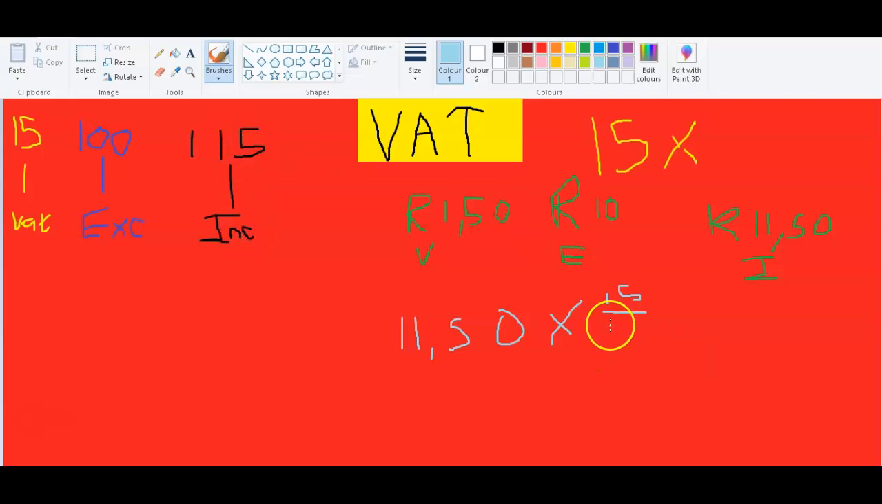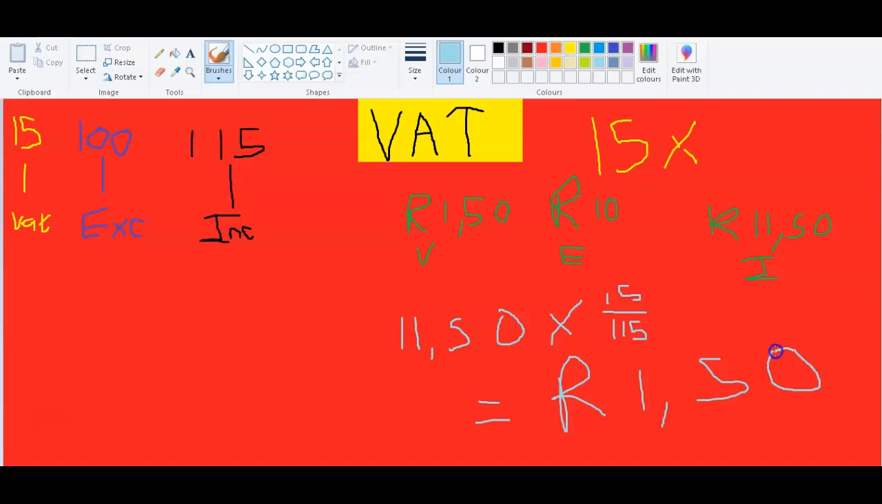Because think about it, it'll be 115 because that's inclusive. This is 100, this is 115 because it has that VAT. VAT is 15, so add it to 100 to get 115. Now, if you put this in the calculator, you will get what you want, which is 1 Rand 50. So you work out the VAT amount, and it'll be 1 Rand 50. Okay?